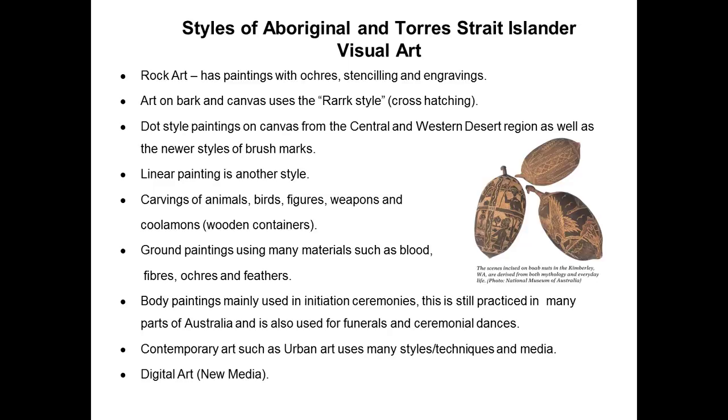So you've got rock art, bark art, dot style paintings, linear paintings, carvings using wooden tree trunks and branches, ground paintings. You might use blood, very interesting, fibres from different things, feathers, body paintings. This is obviously used a lot in ceremonies, also in funerals. And contemporary art, which is the type of art you often see in museums, and then more recently digital art.